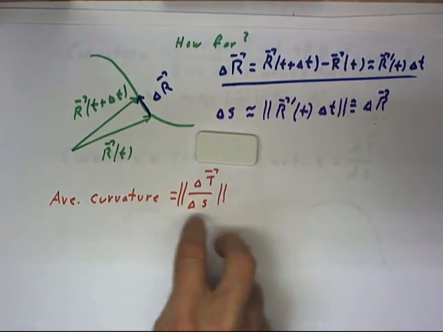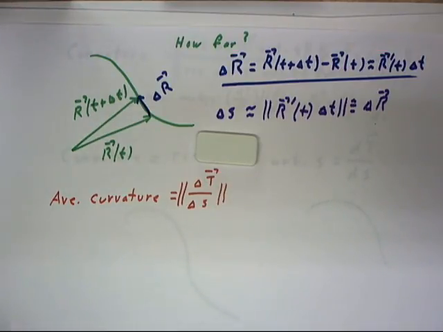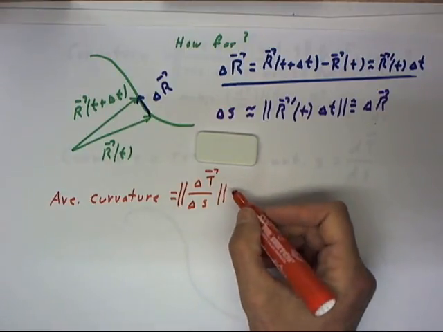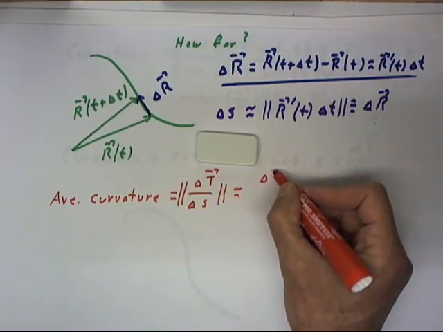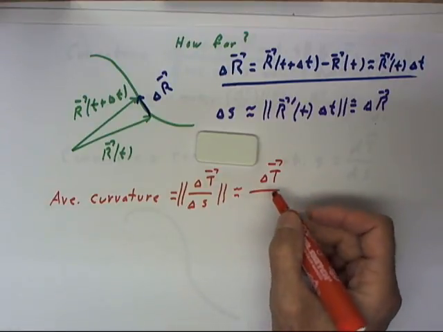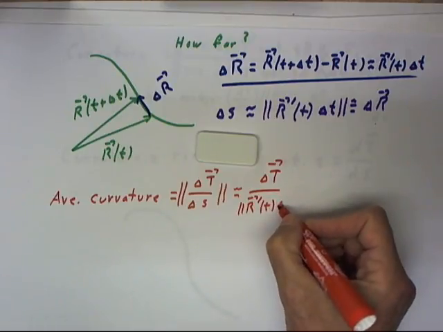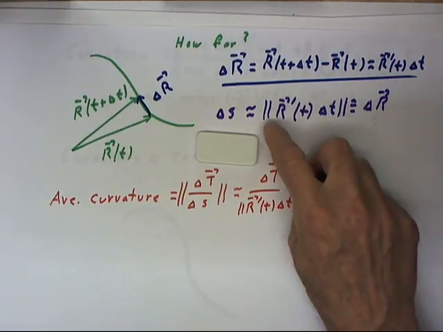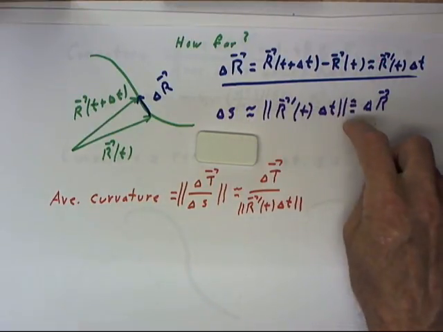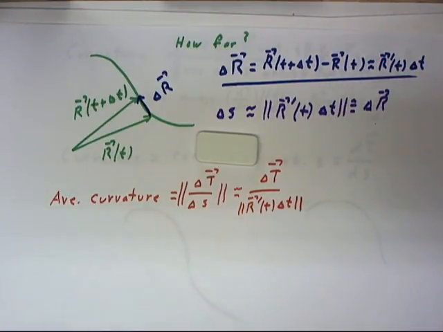Okay, now, we've defined average curvature to be delta T over delta s, where T is our unit tangent vector. Now that we have an expression for delta s, this is going to be close to our delta T divided by the magnitude of r prime of t delta t. Now, as delta t approaches 0, this approximation becomes exact for the same reason this one does, and so does this one.